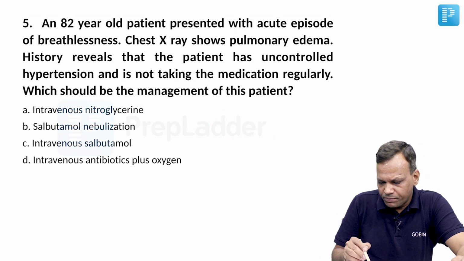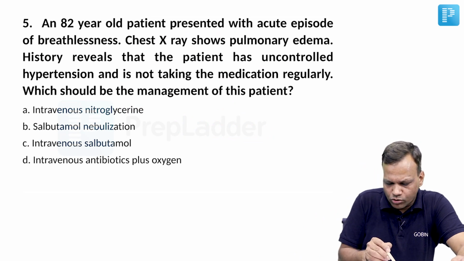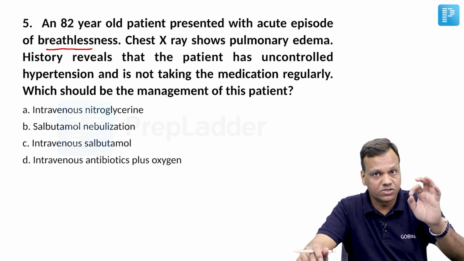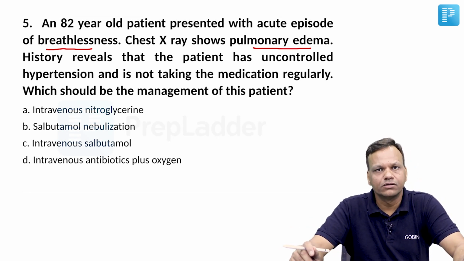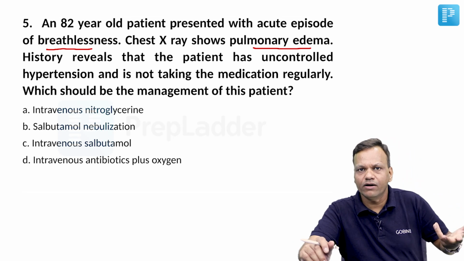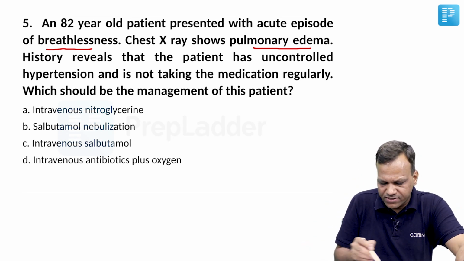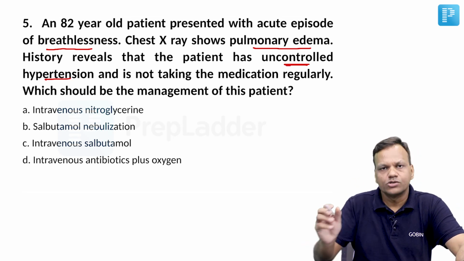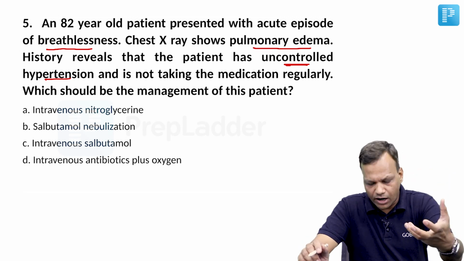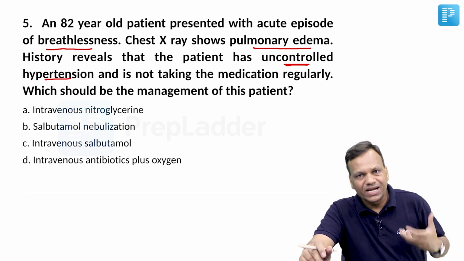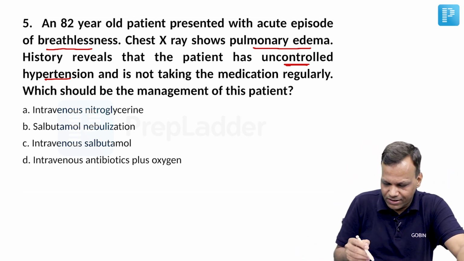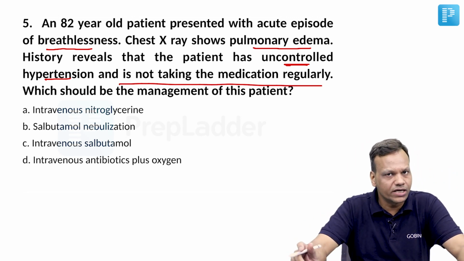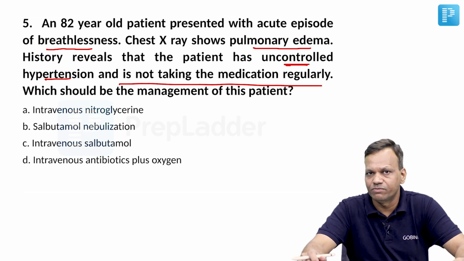An 82-year-old patient presented with acute episode of breathlessness. So person comes with dyspnea. Chest X-ray shows pulmonary edema. So pulmonary edema, so must be some cardiac cause. History reveals that patient has uncontrolled hypertension. So uncontrolled hypertension along with pulmonary edema, so giving indication of yes, congestive heart failure. Patient is not taking medication regularly, so all the more chances there will be CHF.